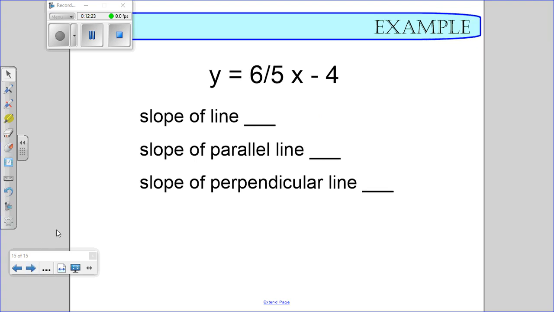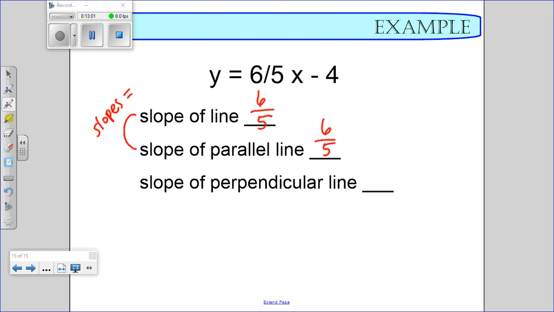Another example, I think this is our last example before we move on to practicing it. We have y equals 6/5x minus 4. So the slope of the line is what's in front of the x, so 6/5. Slope of the parallel lines, remember, they are the same. So 6/5. So these slopes are equal.